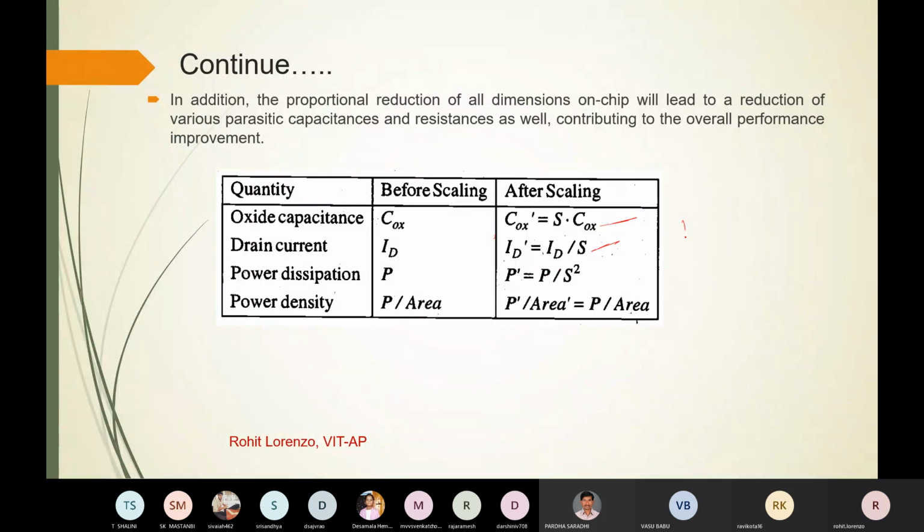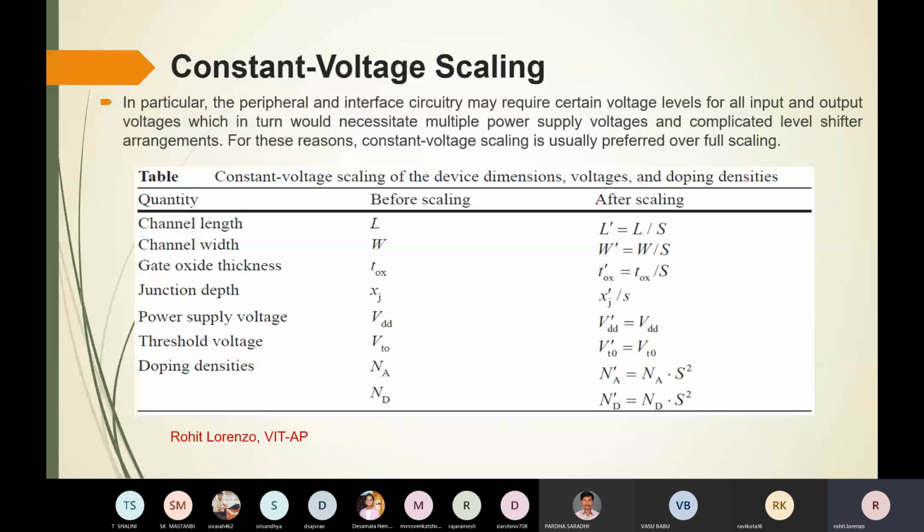V is scaled to V by S and I is scaled to I by S, so overall the power is P by S squared, and the power density is power by area. You can see there is a reduction in power dissipation because the power is also scaled down. The overall result is that by constant field scaling you are able to minimize the power dissipation.